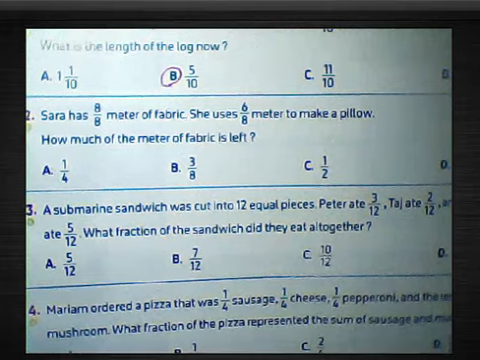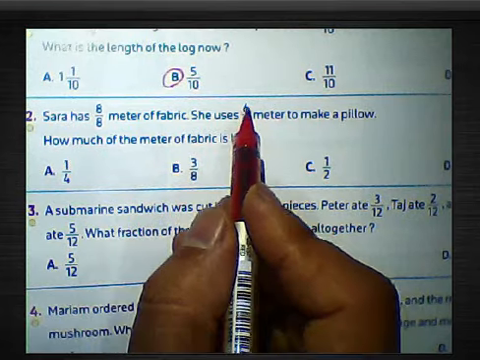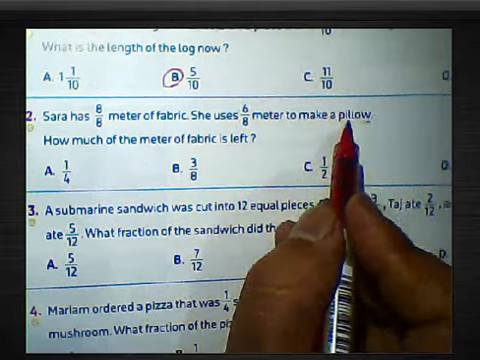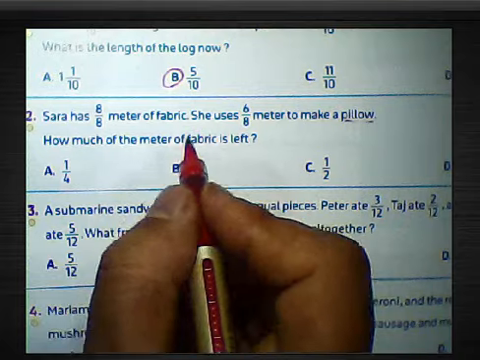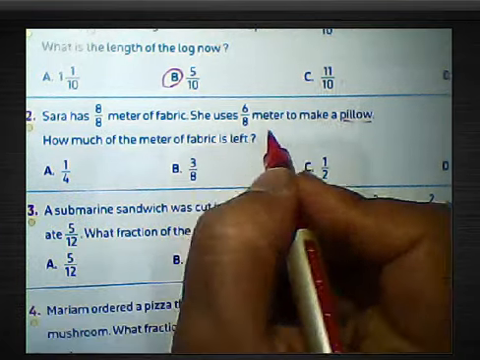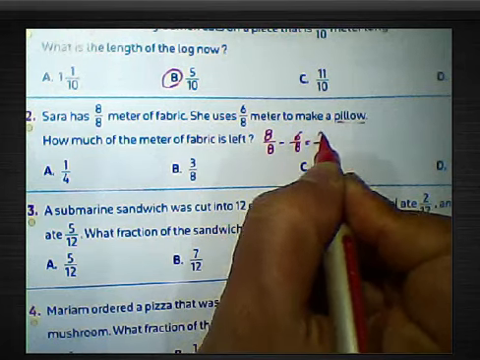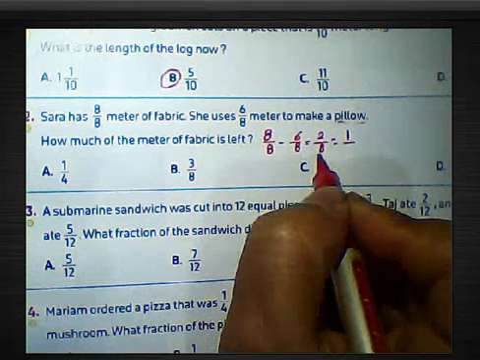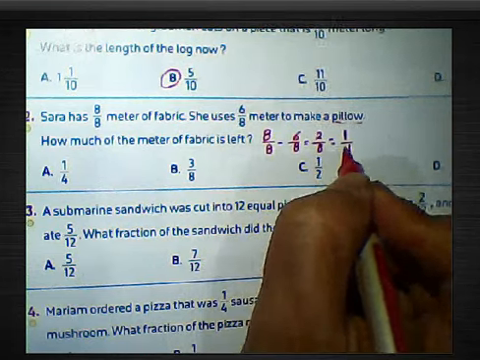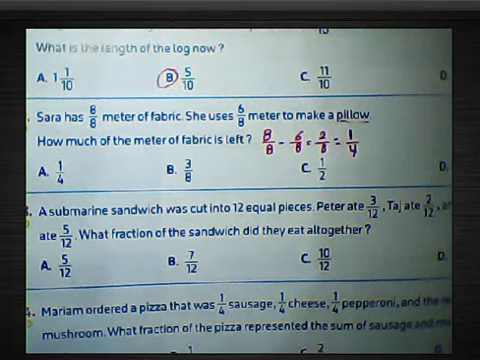Question number 2. Sarah has 8/8 meter of fabric. She uses 6/8 meter to make a pillow. How many meters of fabric are left? We can find the difference between them. 8/8 subtract 6/8. The result will be 2/8. We can divide by 2. 2 divided by 2 equals 1, and 8 divided by 2 equals 4. The result will be 1/4.